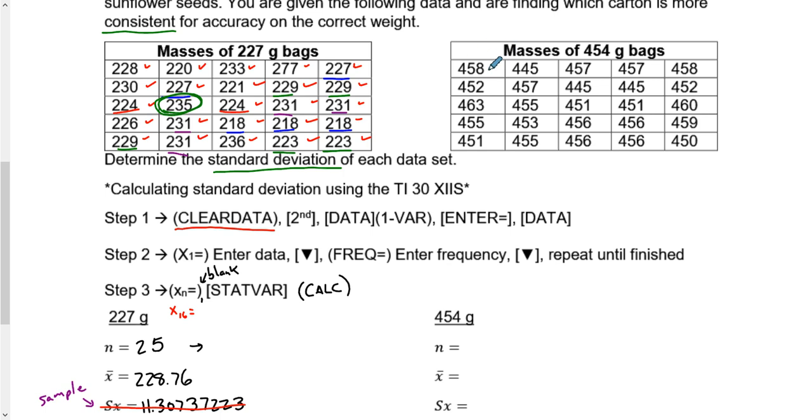So 458. Now let's see if I can do this one without any errors. So 458, say 1, 2. If I miss any, I just have to enter it in again. So 458. I press down to frequency. There's 2. So I've done these 2. 445. So 445, I can quickly look. Okay, there's 1, 2, 3.